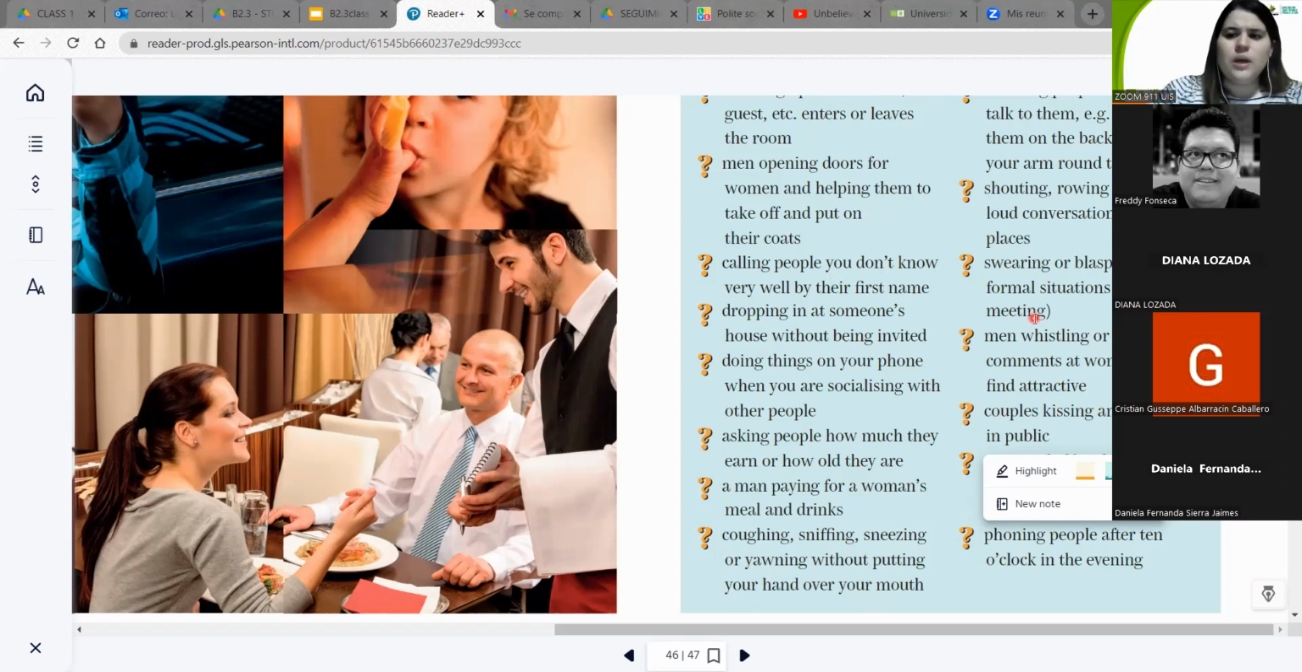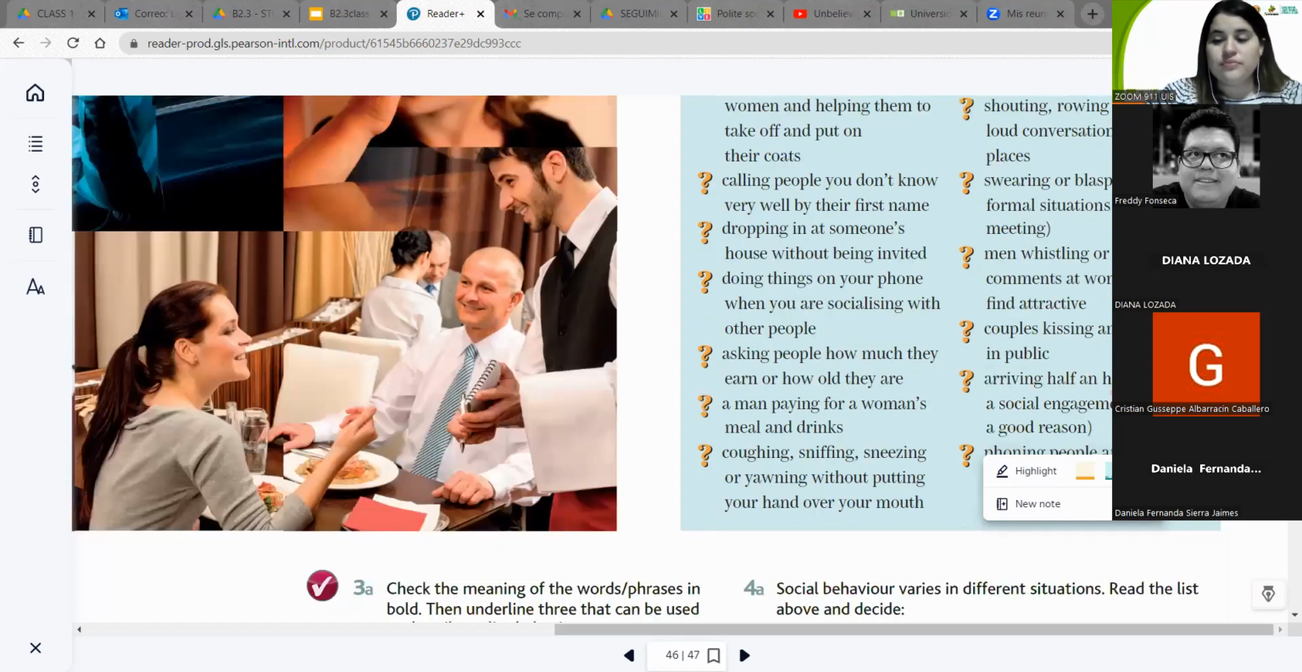What about men whistling or shouting comments at women they find attractive? That is common here, or it used to be. It is changing now, thank goodness. We're still in the process, but it still happens.